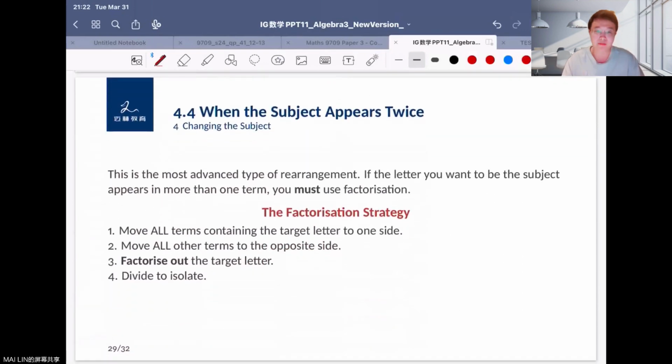Here are some problems where the subject appears twice. Your job is to put the target terms on one side and simplify. Here is a strategy: first, move all the terms containing the target letter to one side, and move the other terms to the other side. Then factorize or simplify, and leave only the target variable on the left side of the equation.